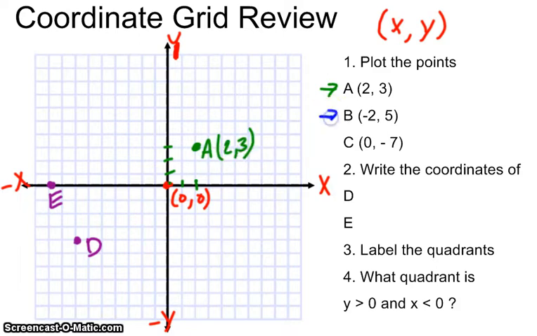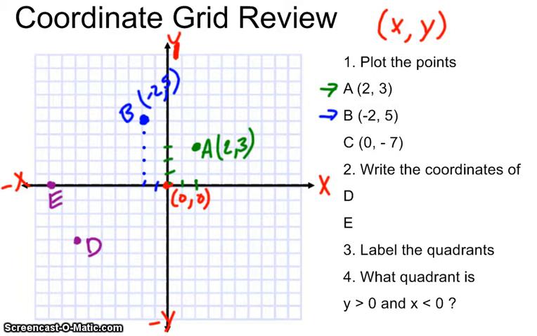Let's do B in blue. So -2, 5. So this time we start at the origin, and we're going to go to the left 2 spaces, down to -2 in the x direction, and up 5. 1, 2, 3, 4, 5 in the y direction. And this will be point B, or -2, 5. That's point B.